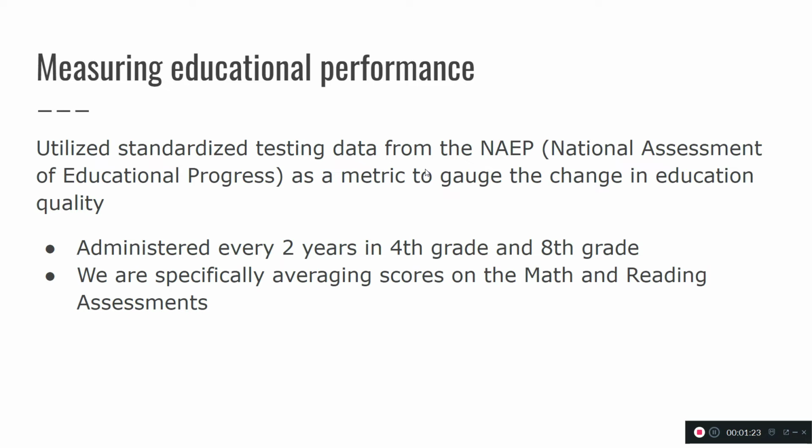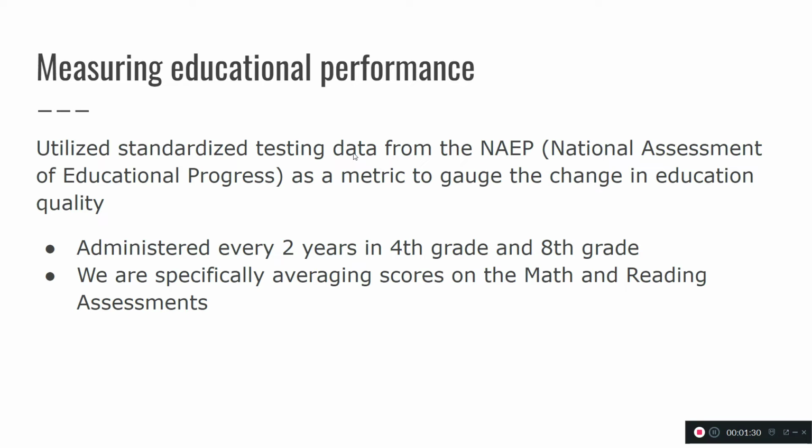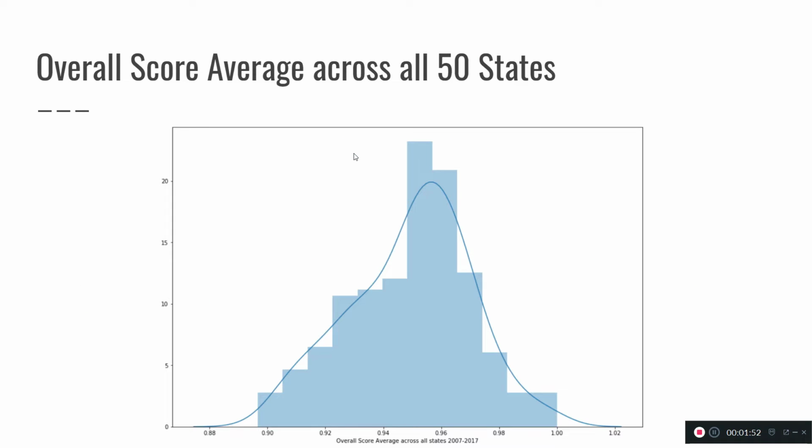And so to do that, we utilize the standard testing data from NAEP, the National Assessment of Education and Progress, as a metric to gauge the change in education quality. The way that they're measuring this is they're administering a standardized test in every state every 2 years to fourth and eighth graders, and we're going to specifically be looking at the overall average scores of their math and reading assessments. Those are the two major ones that they do, and they're also two categories that I think most people agree are pretty important.